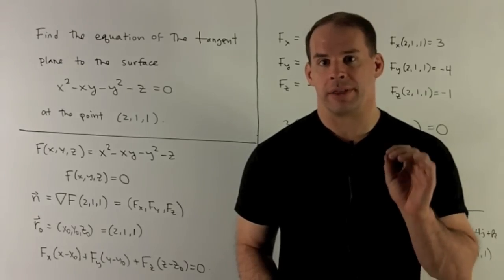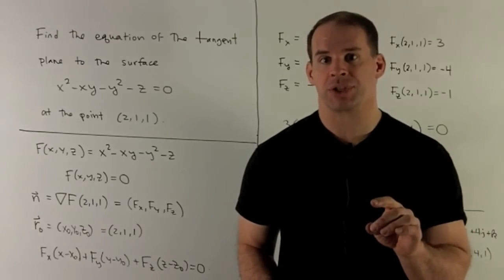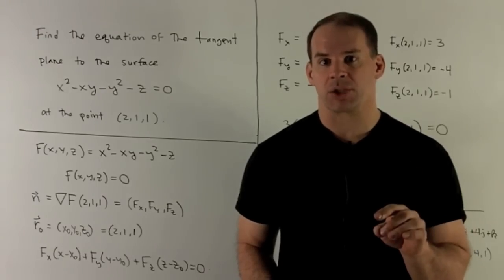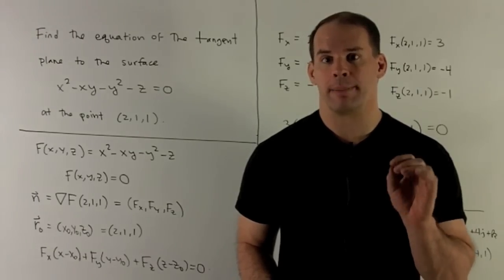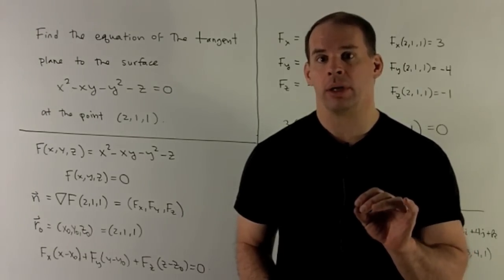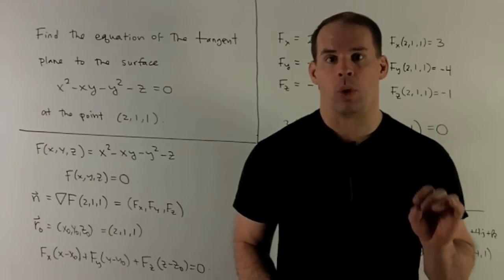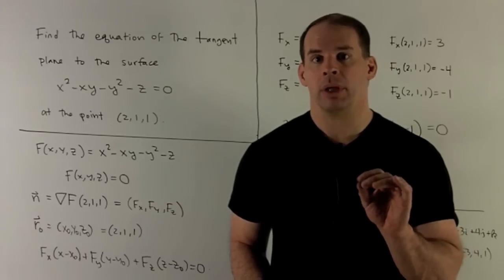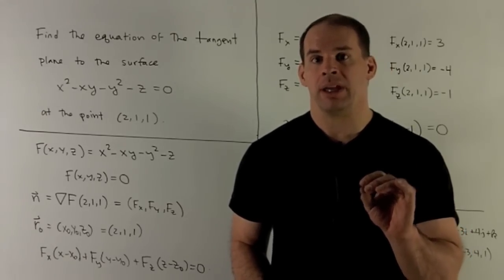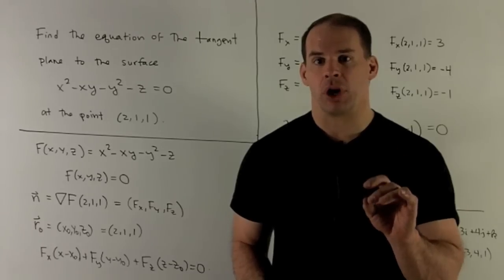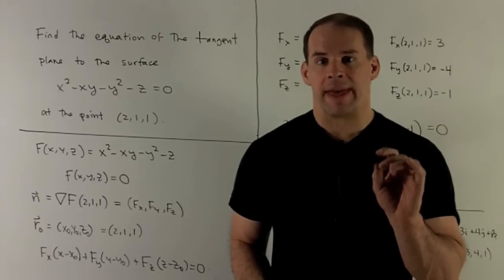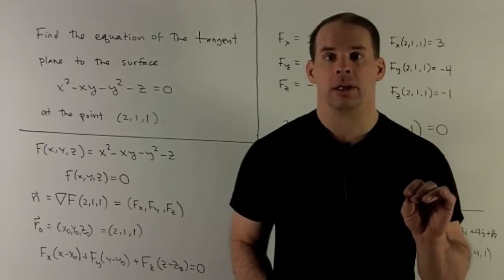Find the equation of the tangent plane to the surface x squared minus xy minus y squared minus z equals 0 at the point (2, 1, 1). So we want the equation of a plane. I need two items. First, we need a point. That'll be (2, 1, 1).